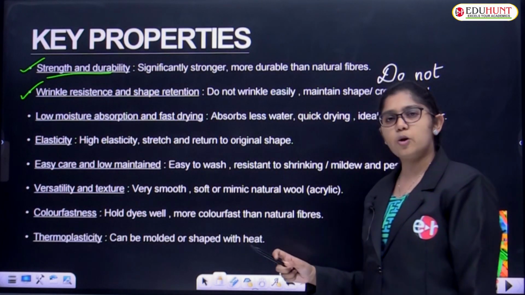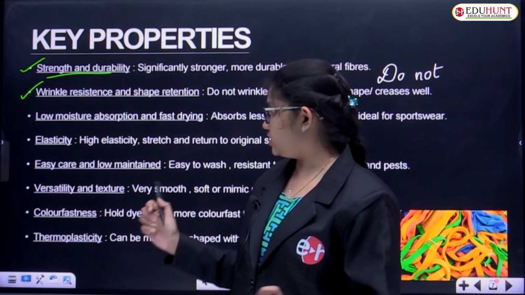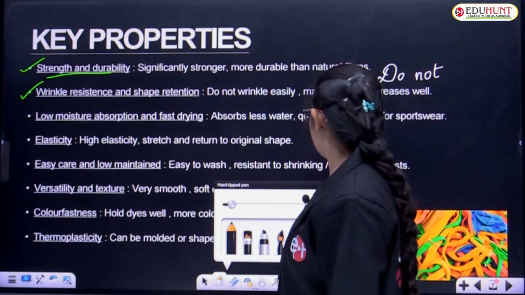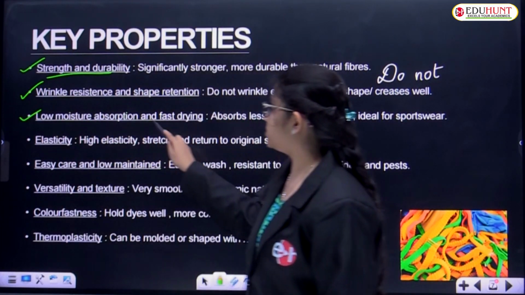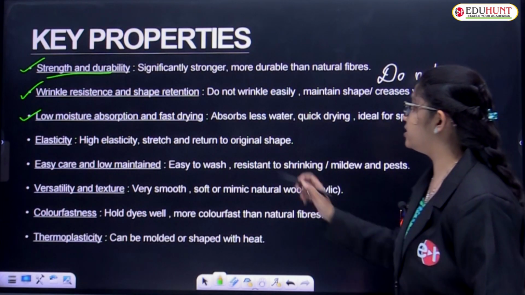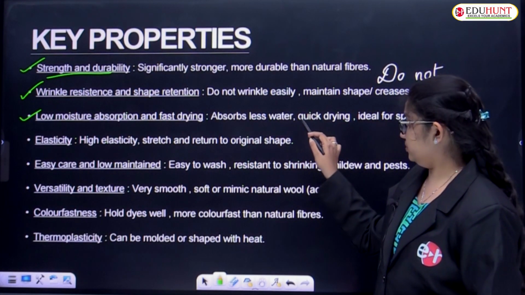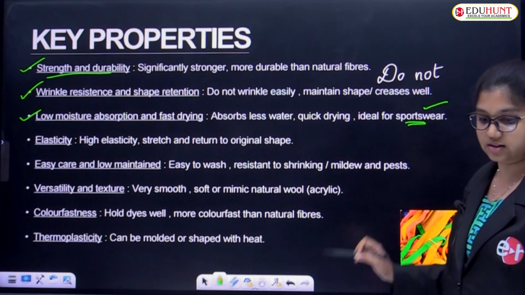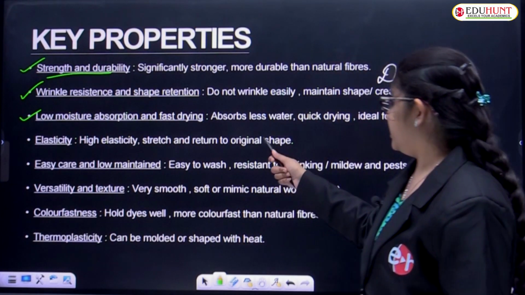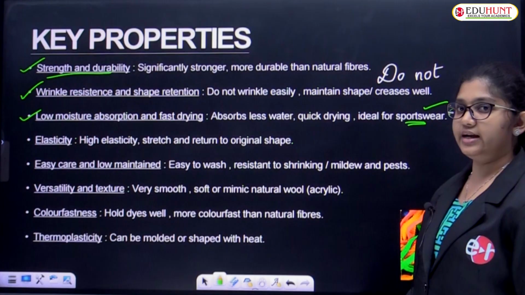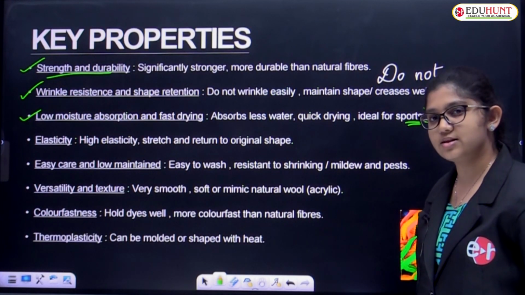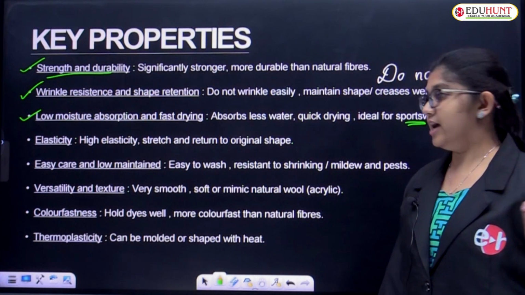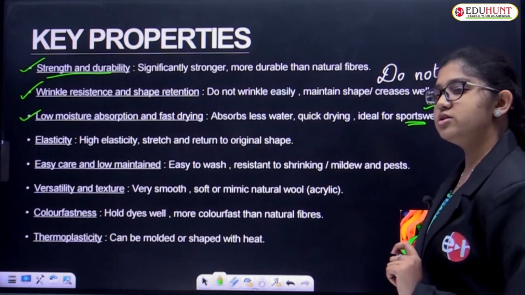What is this absorption? Do they absorb less water? Low moisture, is it? We'll see. Low moisture absorption and fast drying. They absorb less water, dry quickly, and are ideal for sportswear. Just now we used the sportswear. So it is absorbing less water and it is also drying quickly. Synthetic fibers, unlike natural fibers, absorb less water and dry quickly. So this is also ideal for sportswear.